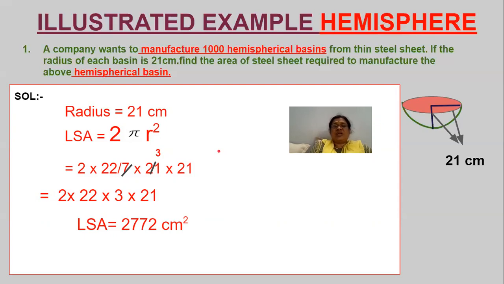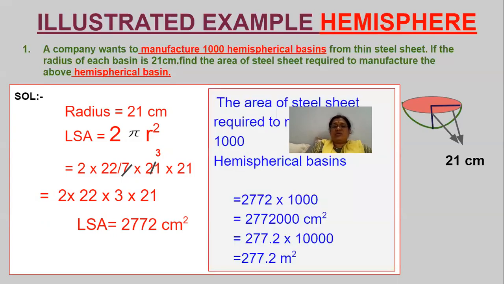No, the problem is not yet finished. What you still have to find out is how much steel sheet is required to prepare 1000 hemispherical basins, isn't it? So we'll solve that also.